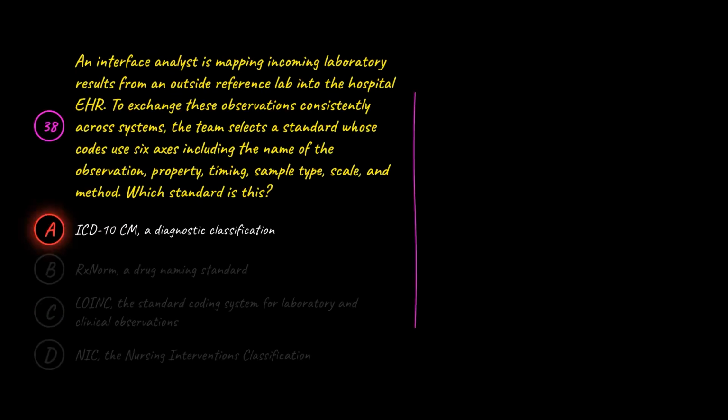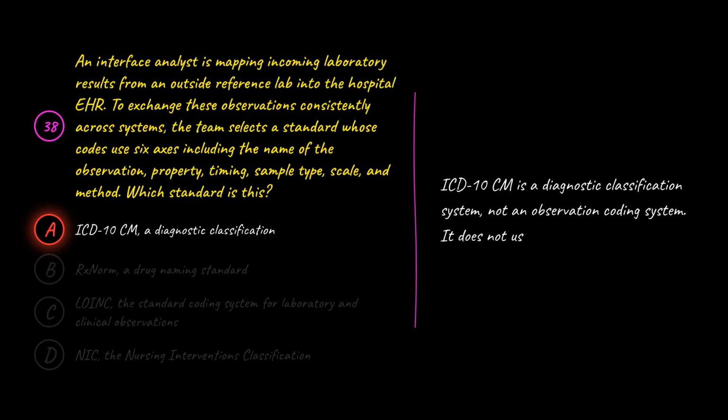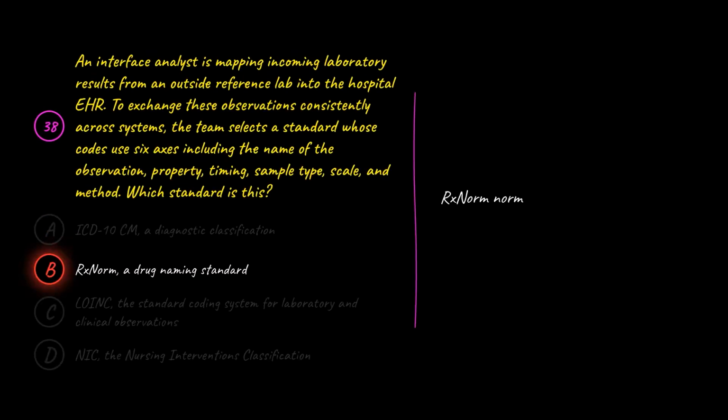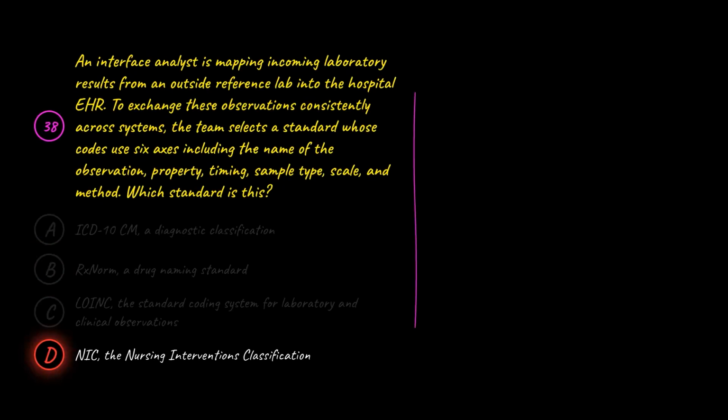A is wrong because ICD-10-CM is a diagnostic classification system, not an observation coding system. It does not use the 6-axis structure. B is wrong because RxNorm normalizes drug names. It does not encode laboratory observations. D is wrong because NIC, the nursing interventions classification, encodes nursing interventions. It is not a lab observation standard.